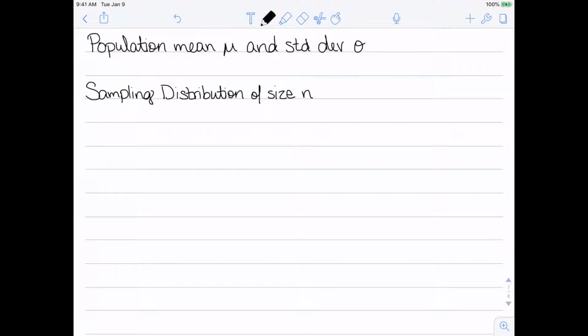Now that we've talked about sampling distributions, let's talk about the central limit theorem. The central limit theorem actually says a few things about a sampling distribution. Let's suppose we know our population mean is mu and our standard deviation is sigma. We also know that we have a sampling distribution of size n, so we've looked at a lot of different samples, all of size n. The central limit theorem actually tells us three things.